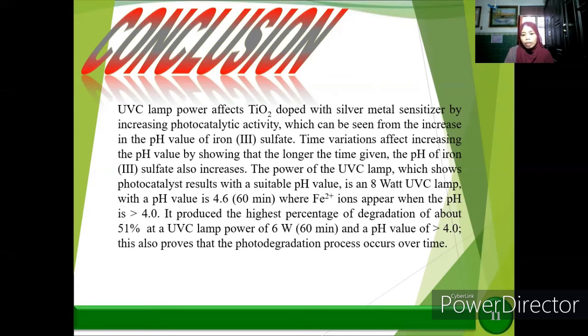ions appear when the pH is more than 4, and it produced the highest percentage of degradation of about 51% at the UVC lamp power of 6 watt at 60 minutes, and a pH value of more than 4. This also proves that the photodegradation process occurs over time.